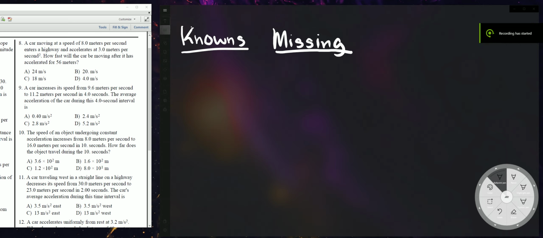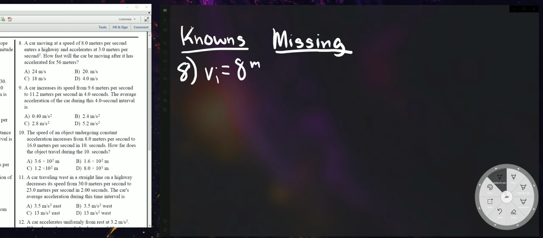Alright, this is part 2. Oh man. Alright, number 8. A car moving at a speed of 8 meters per second enters a highway and accelerates at 3 meters per second squared. So the car is initially moving at this velocity, at this speed.